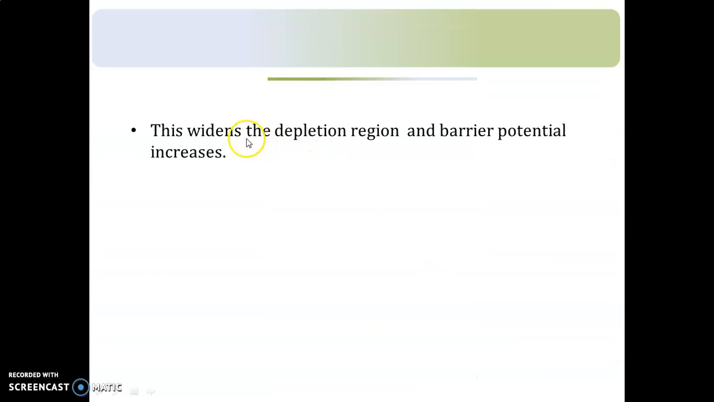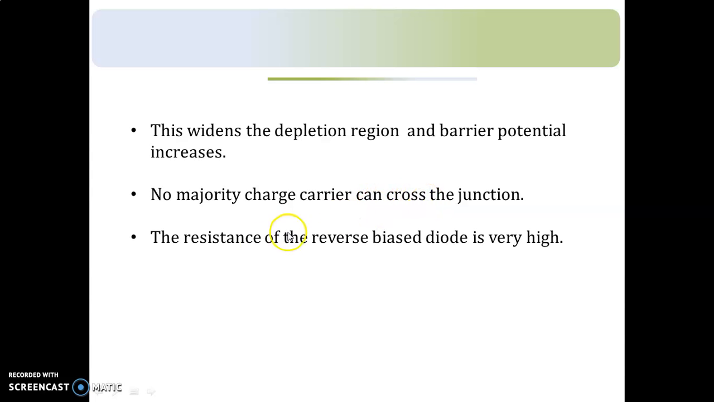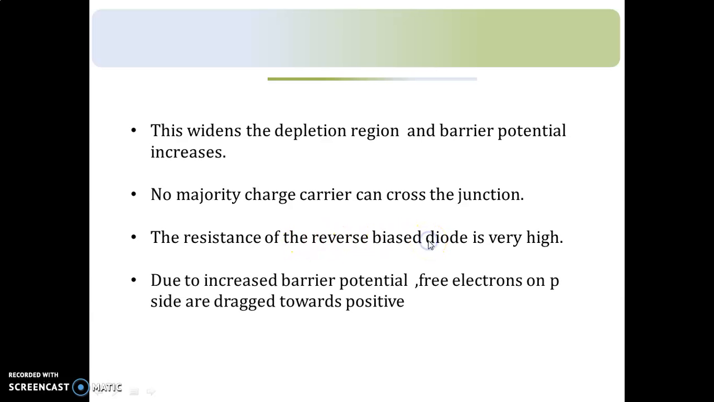Due to this, it is going to widen the depletion region and barrier potential is going to increase. No majority charge carriers can cross the junction because this depletion region is made up of the immobile carriers. So, no majority charge carrier can cross the junction. And due to that, the resistance of the reverse bias diode is very high.